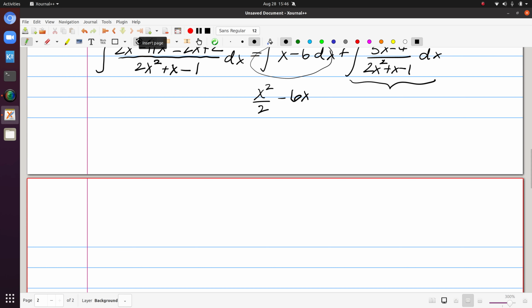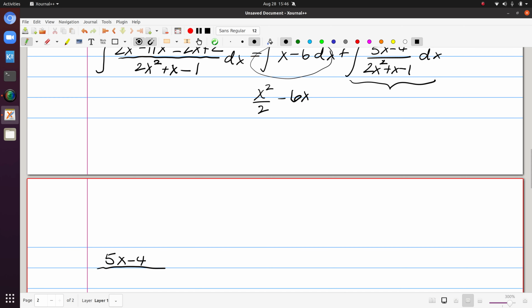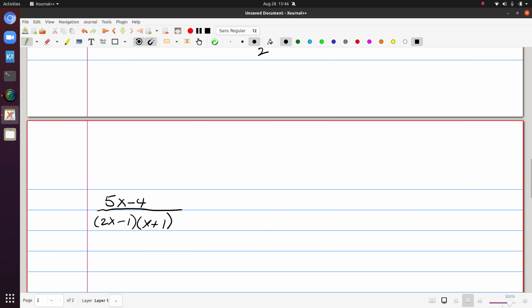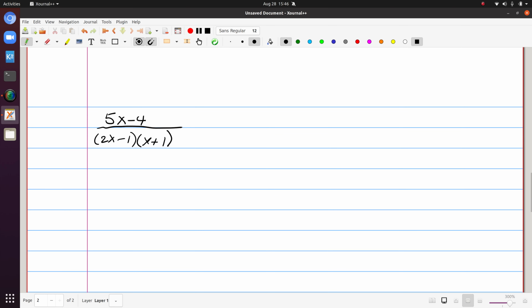So now I have 5x minus 4, and the denominator will factor into 2x minus 1 times x plus 1. So we want to write that as A over one factor plus B over the other.